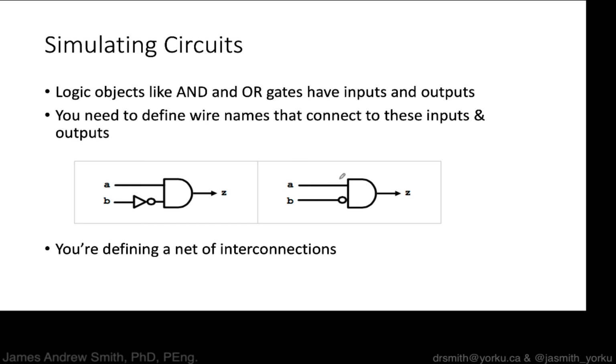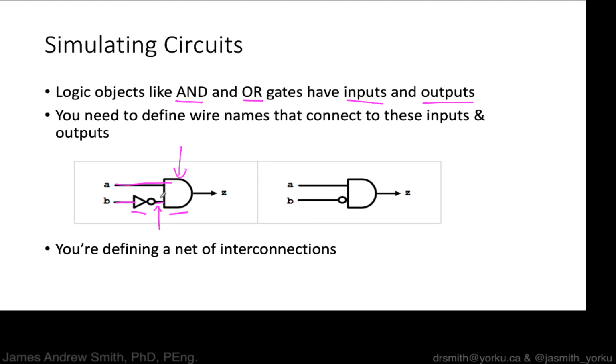Now, when you're simulating circuits, you can simulate logic objects like AND and OR gates that have both inputs and outputs. You have to define both those gates and the wire names. So you've got these wires right here that connect in and connect between different gates. So here's an inversion, and there's an AND. There's a wire in between.